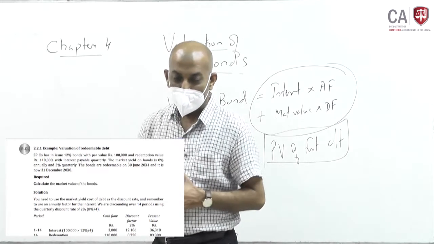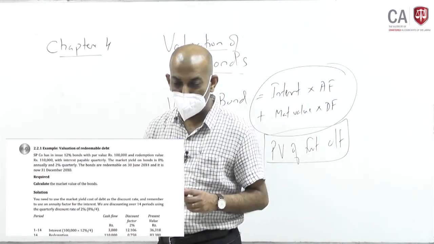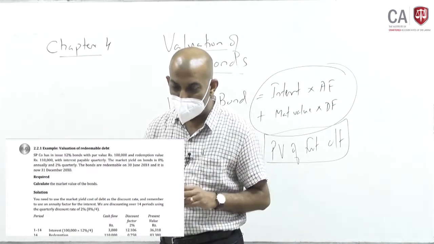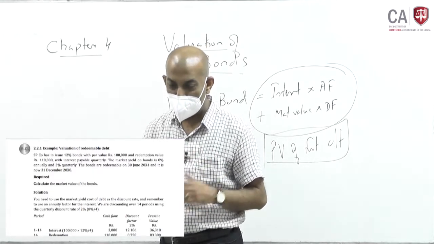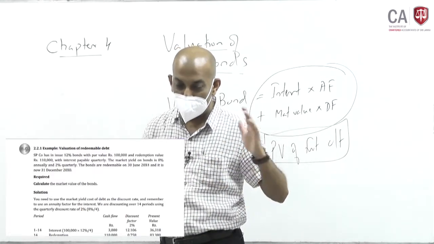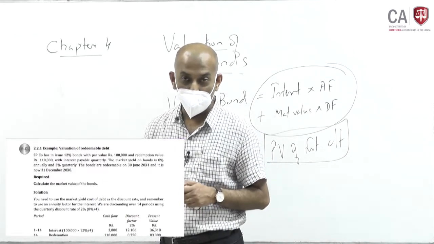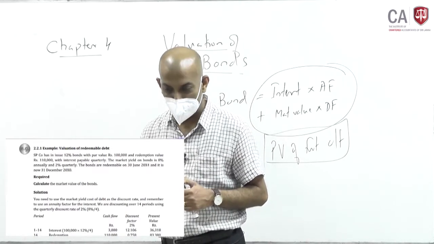2.21. SP company has issued a 12% bond with a par value of 100,000, that's nominal value, par value, nominal value. 12% debenture. Redemption value 110,000. Now see there is a value difference. 100 is the face value and 110 is the maturity value or redemption value. With interest payable quarterly. Now it's not interest paid annually or semi-annually, it's paid quarterly.